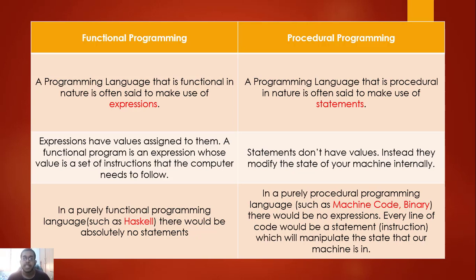Procedural programming: statements don't have values. Instead, they modify the state of your machine internally. Functional programming: in a purely functional programming language, such as Haskell, there would absolutely be no statements. Procedural programming: in a purely procedural programming language, such as machine code or binary, there would be no expressions. Every line of code would be a statement instruction that will manipulate the state in which your machine is in.